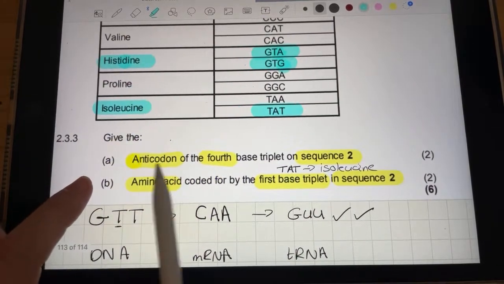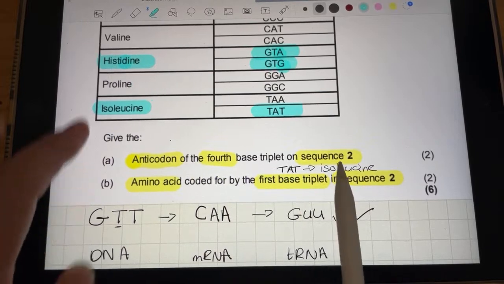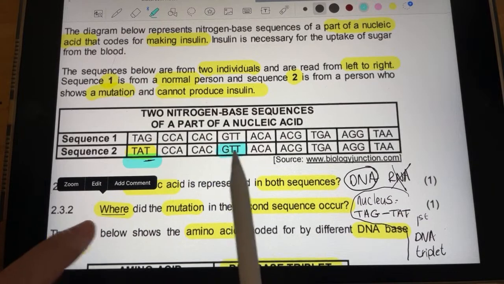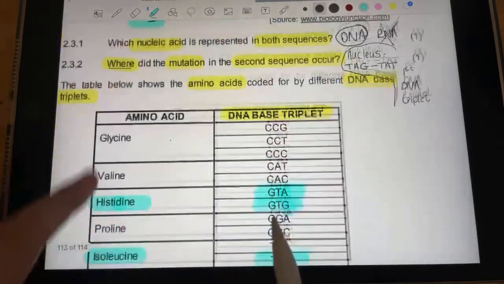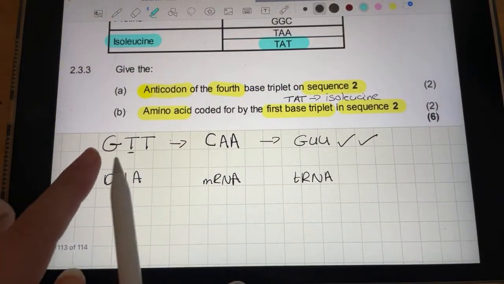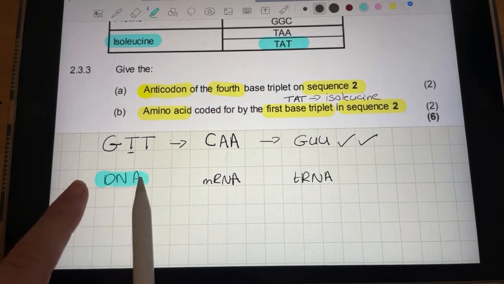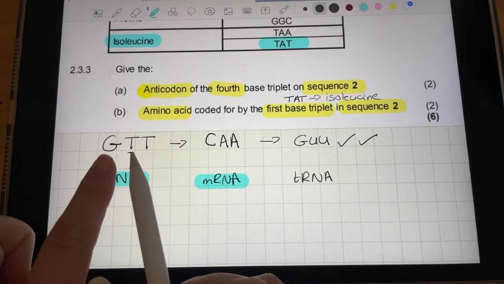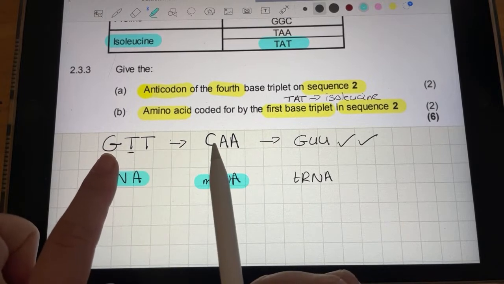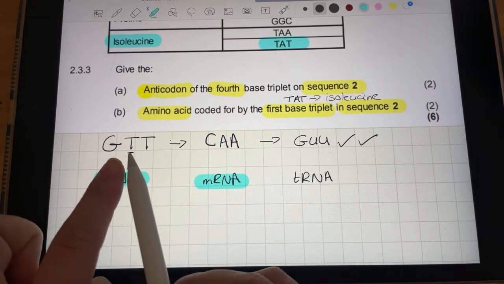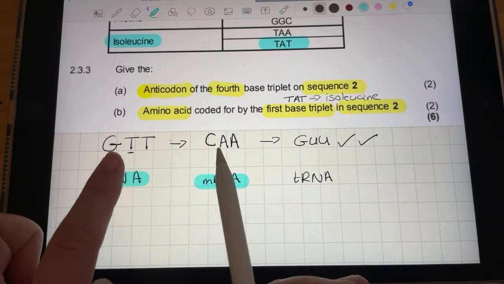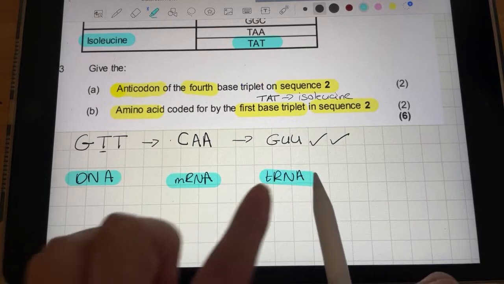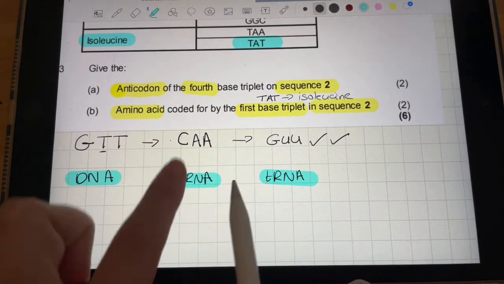So give the anticodon of the 4th base triplet on sequence 2. So we went up here. Here is my 4th base triplet. So we highlighted. It's GTT. So I wrote down GTT. That's my DNA base triplet. I now wrote down the mRNA, which is complementary to this. So guanine is complementary to cytosine, and thymine is to adenine. So it's CAA. I then need to make the tRNA, and tRNA is complementary to mRNA.